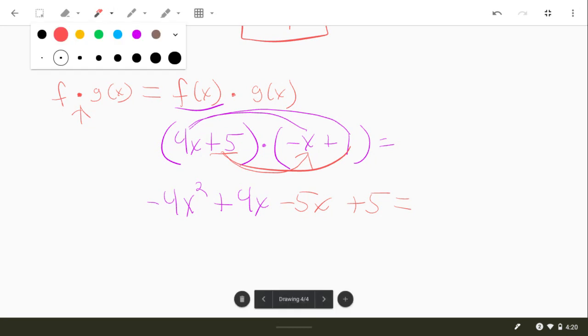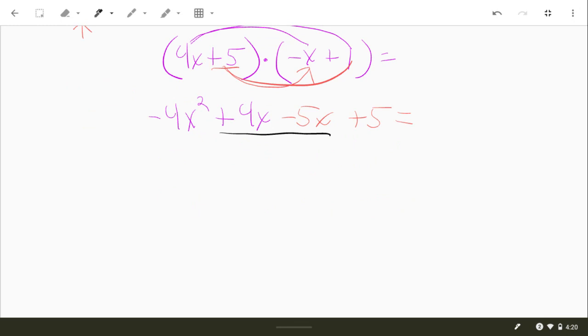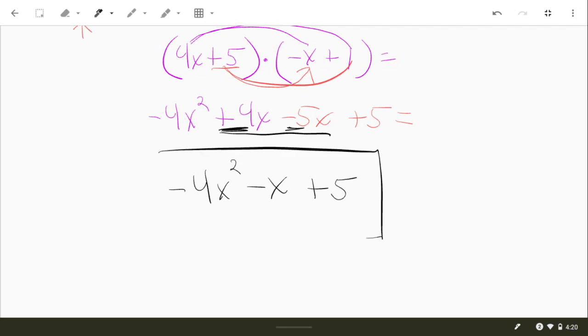And now we're going to look for like terms, common terms, things that have the same letter and the same exponent. Right there, those two in the middle. It's always nice how it works out like that. Negative 4x squared minus x, because it was a positive 4 and a negative 5, and then plus 5. And that, my friends, is our answer.